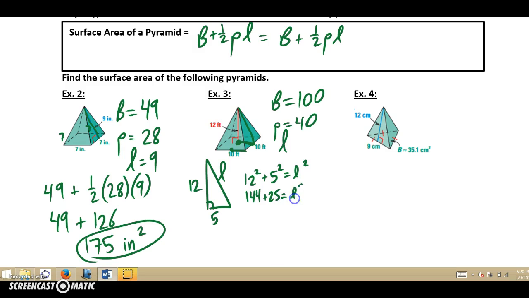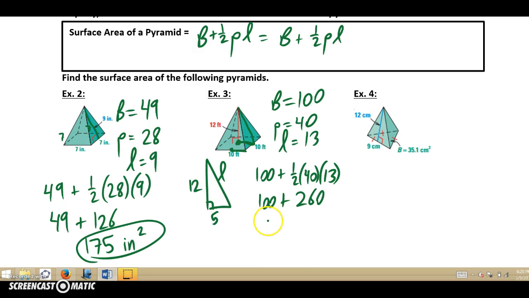144 plus 25. Hopefully you know this, 169. So the slant height is the square root of that, which is 13. Okay. Now I'm ready to do my formula. Area of the base plus half perimeter times slant height. So we have 100 plus, let's see, half of 40 is 20. 20 times 13 would be 260. So we have a total of 360 square feet.